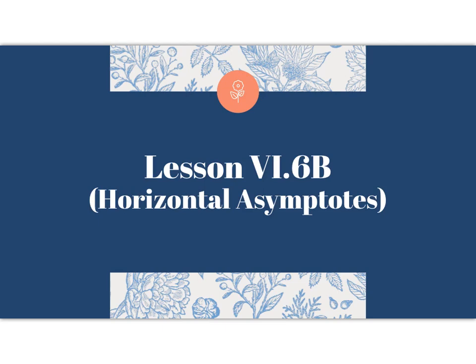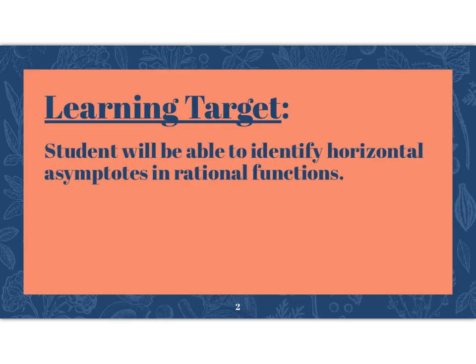All right, so obviously then, lesson 6.6b is all about how do we find our horizontal asymptotes when we do not have them written in the form where we can see transformations. So by this lesson, you should be able to identify horizontal asymptotes, obviously, but now in a different way, when we don't have them in the form where we have transformations.